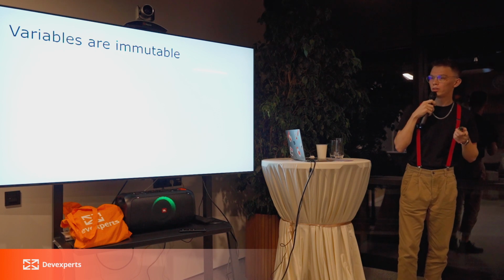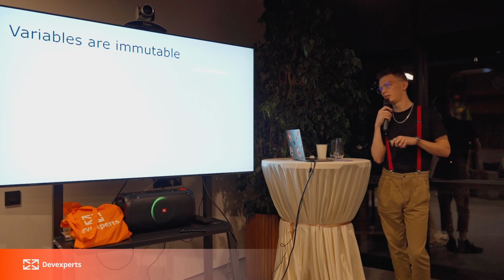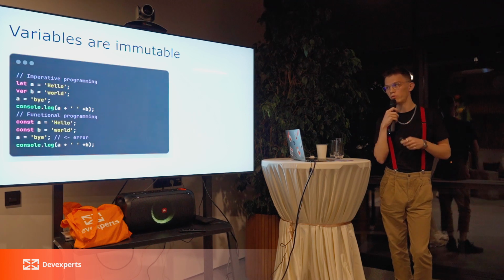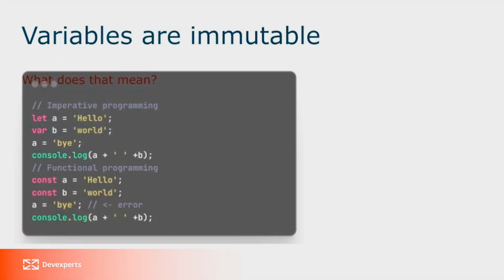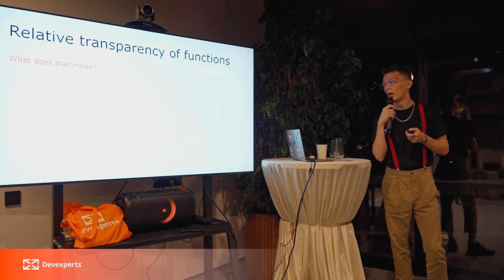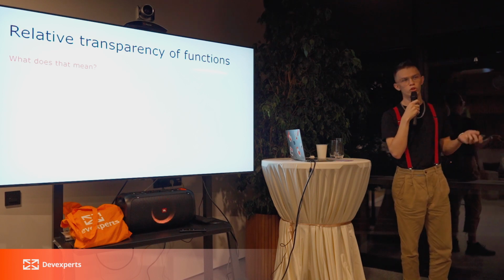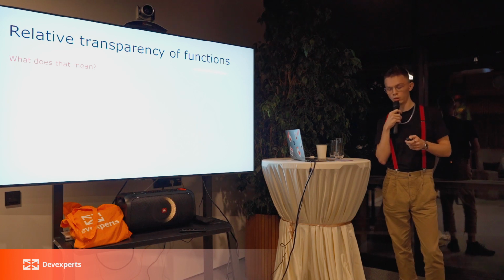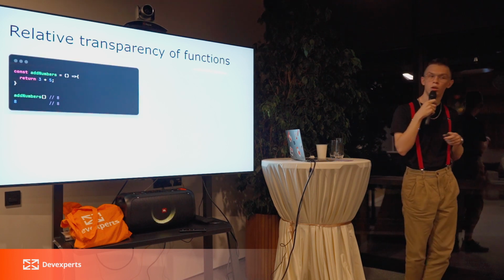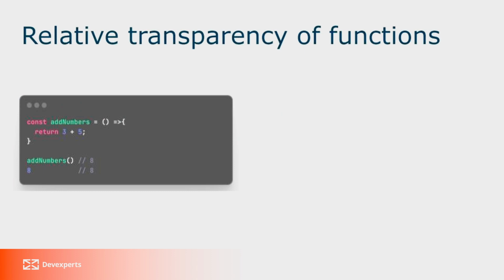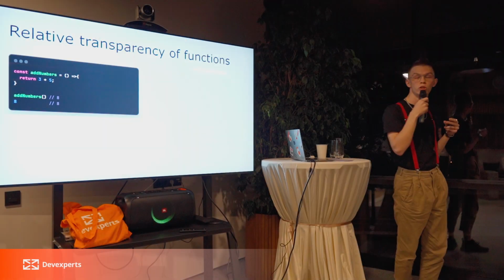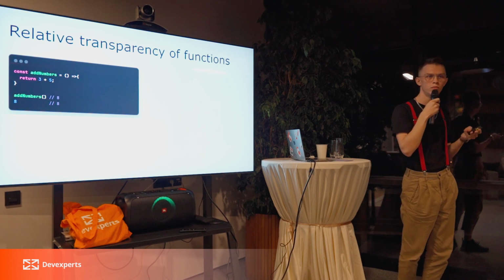Variables are immutable. Actually, it's pretty simple. It means you can't use any var, let, or something like this. You can use only constants. Referential transparency of functions. What does it mean? Actually, it means you can replace your function call by just its value. Like here we have an example. We have a function which calculates two numbers, and we can get this number by just calling this function or just providing this number.